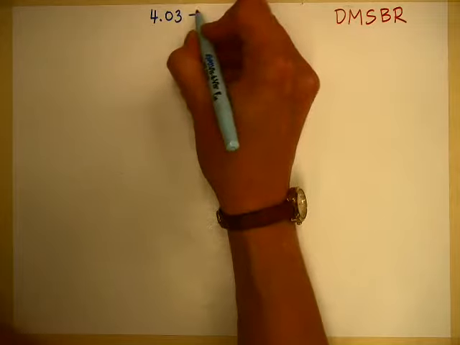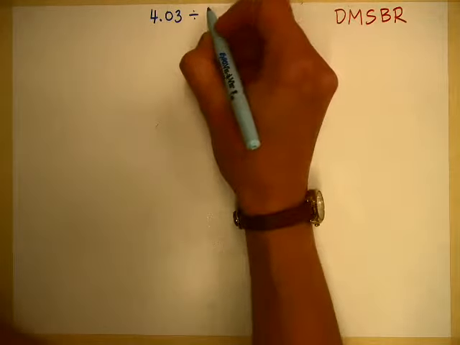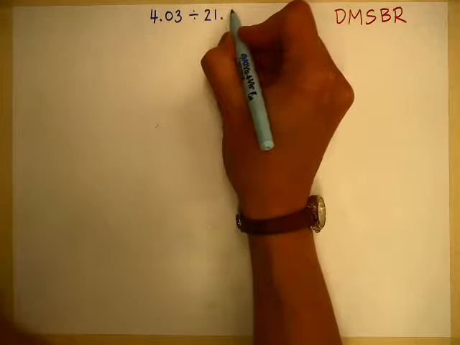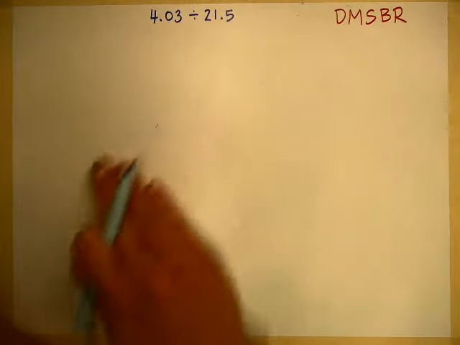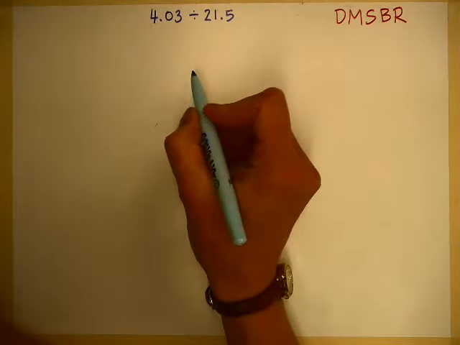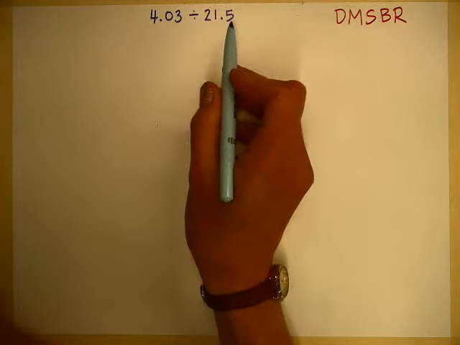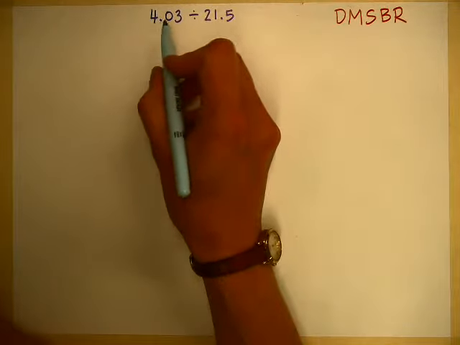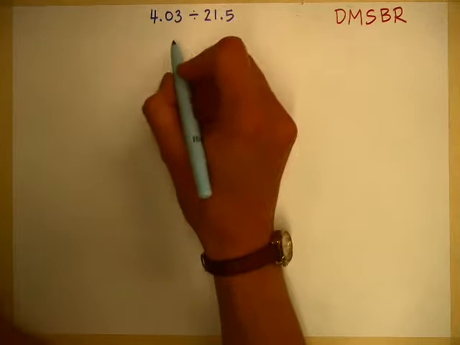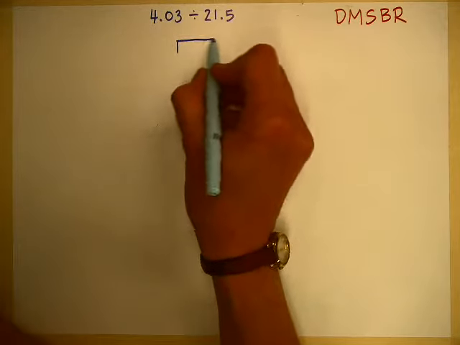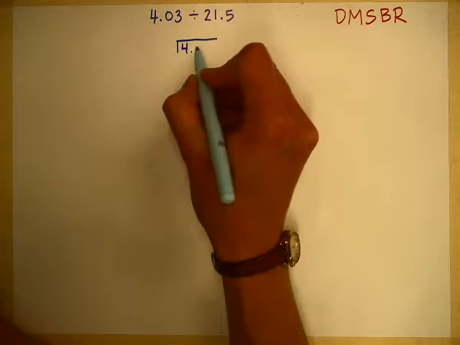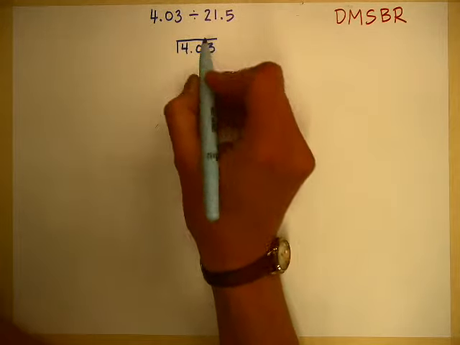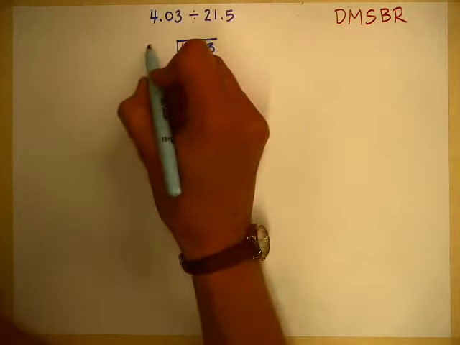Alright, let's do 4.03 divided by 21.5. Okay, now first we have to put it in the form so that we can solve the problem. So it's always first number in the box. Always. It doesn't matter if it's smaller, which in this case it is. This number always goes in the box. 21.5.